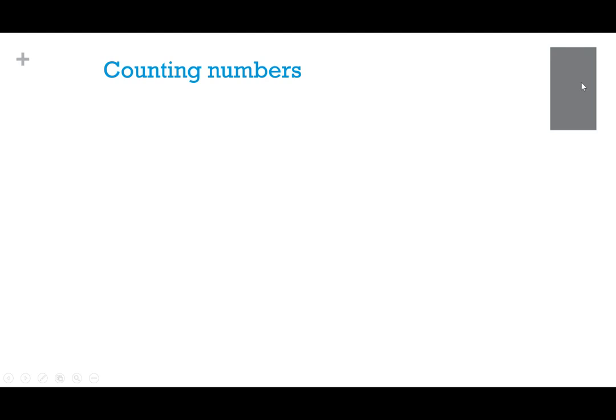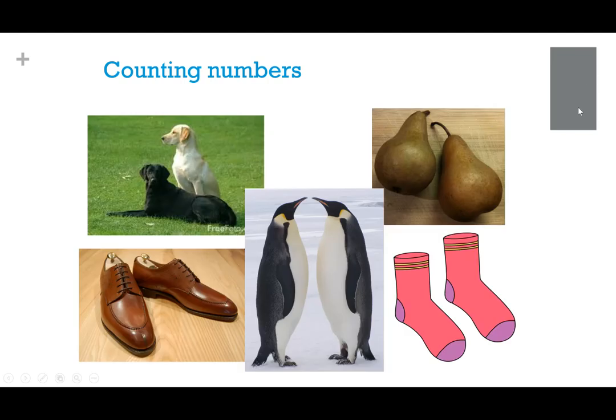Counting numbers. So, counting numbers are something that we use in everyday life. We just don't realize that we use it in everyday life. So, if I said I have a pair of dogs, how many dogs do you picture? Or if I said I have a pair of penguins, how many penguins do you picture? Well, you're probably picturing two. So the word pair is a counting number. I say pair, you see two.